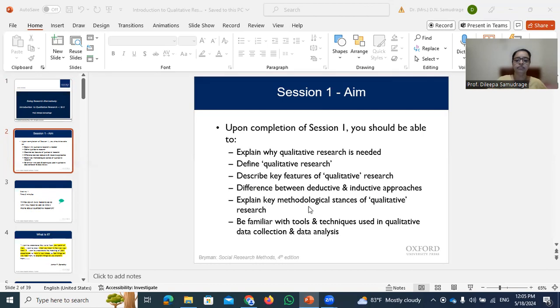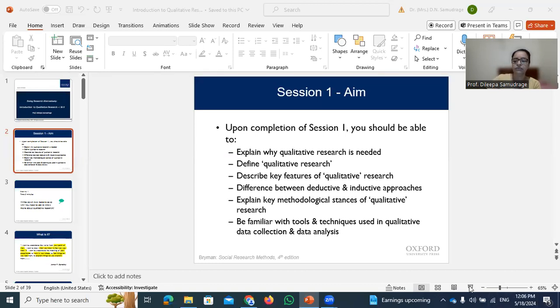Then explain key methodologies used in qualitative research and become familiar with tools and techniques used in qualitative data collection and data analysis, right? So this is the introductory session to qualitative research. I know you have learned a lot of things about quantitative research, right? Today is the first session about qualitative research.